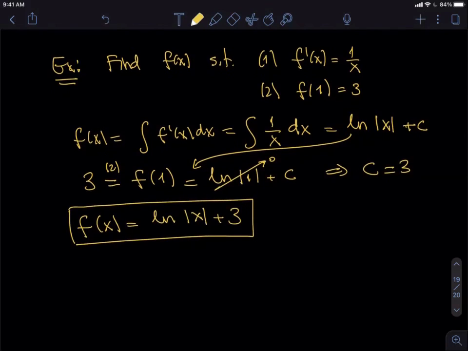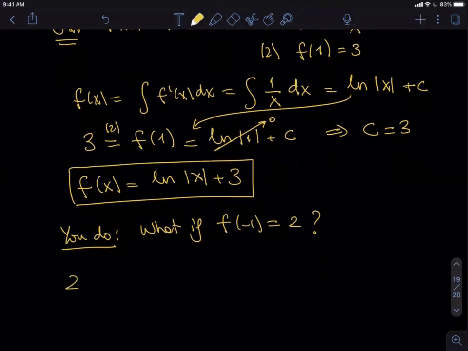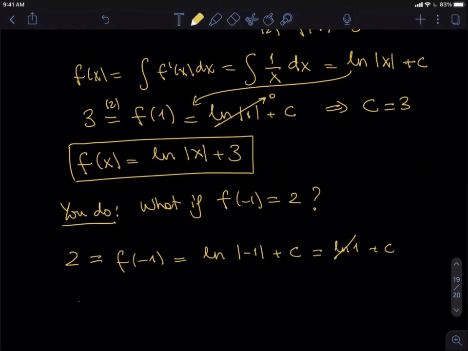I leave a challenge for you. What if f(-1) equals 2? In this case, 2 must be equal to f(-1), which we know is the logarithm of the absolute value of -1 plus c. Here the absolute value is crucial, otherwise we would not be able to do this. So this is the logarithm of 1 plus c, so c equals 2. And we get f(x) equals the logarithm of the absolute value of x plus 2.